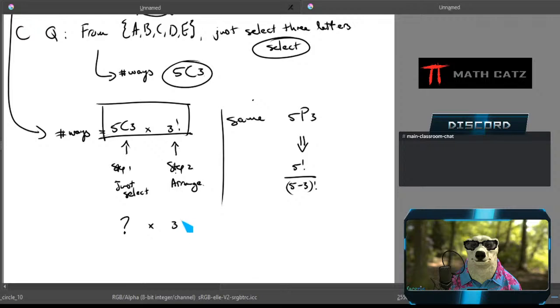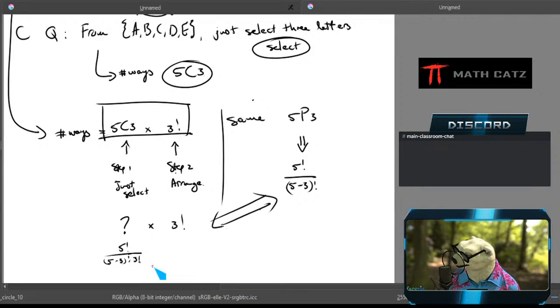Just want a question mark. That's all. What should the question mark be so that these guys are the same? Well, obviously, it's going to have to be 5 factorial over 5 minus 3 factorial, because I need these things there. And to cancel the effects of the 3 factorial, I'm going to have to divide by 3 factorial. Now, this isn't the best explanation, but it's the fastest one to build from the permutation formula to the combination formula.